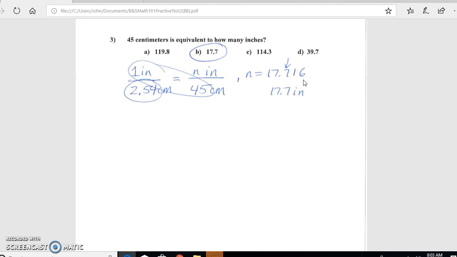And when you're going to round this at the tenths place, which is the first digit to the right of the decimal point, the 7, and we look next to it and we have a 1, which is less than 5, so the 7 stays the same. The answer is 17.7 inches, which is B in this problem.